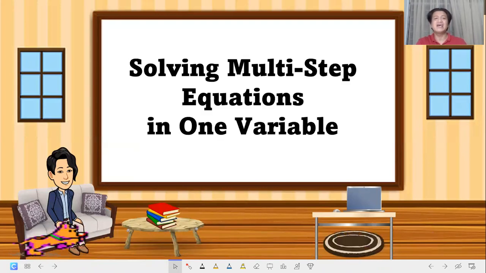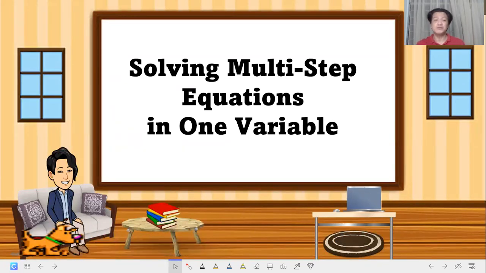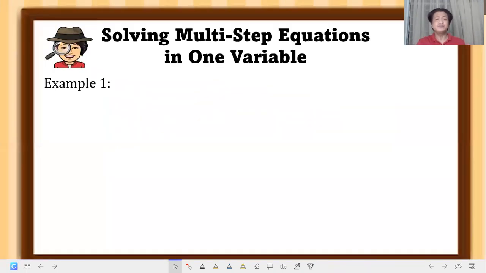So with that, let's first discuss how to solve multi-step equations in one variable. Kailangan dito, ma-recall natin yung mga properties like for example, the addition property, multiplication property, and the substitution property to check whether your answer is correct or not. Okay? So yun yung kailangan natin. Let's start on solving number one example.